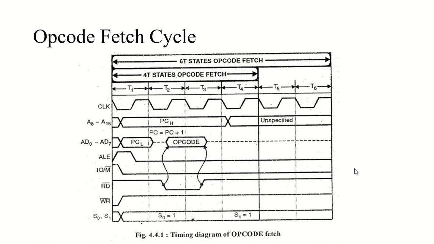And how many states does it require? As you can see, it requires around 4 T states, because after the 4th T state there is no change taking place over here. T5 and T6 is just repetition of the clock signal. Unspecified remains as it is. Nothing is happening on AD0 to AD7. ALE is remaining as it is. IO/M remaining as it is. Read and write and status, everything is remaining as it is. So around 4 states. But if you want to draw 6, you can draw 6 as well.